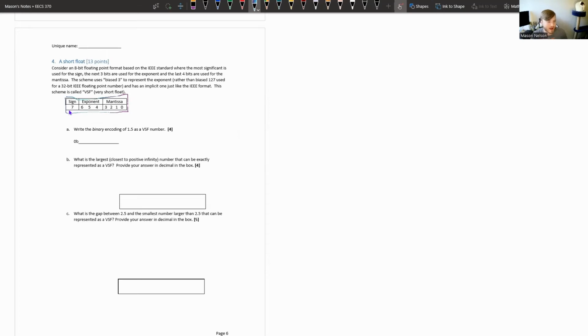It says the scheme uses bias 3 to represent the exponent rather than bias 127 used for a 32-bit IEEE floating point number. It has an implicit 1, just like the IEEE format. So what does that mean? If we have a number and we have the exponent that we want to use, let's say it's, I don't know, 12. In IEEE floating point, we just added 127, and in this case, we get like 139, and then we would convert that to binary in order to get what our exponent bits should be. So this time we'll just add 3 instead.